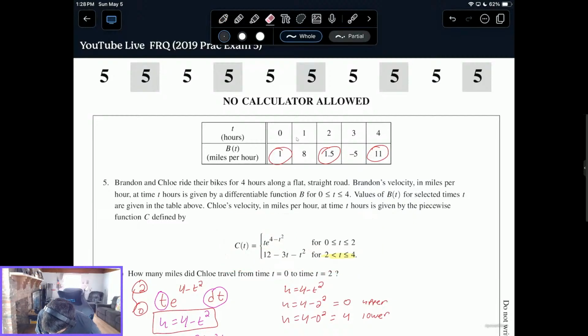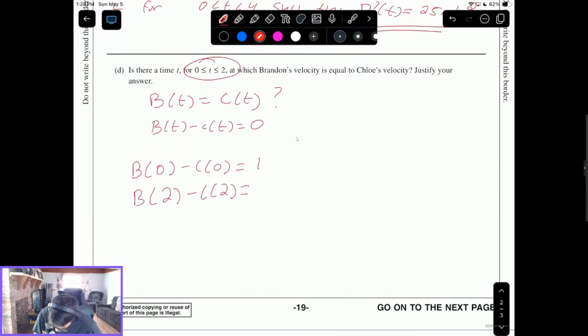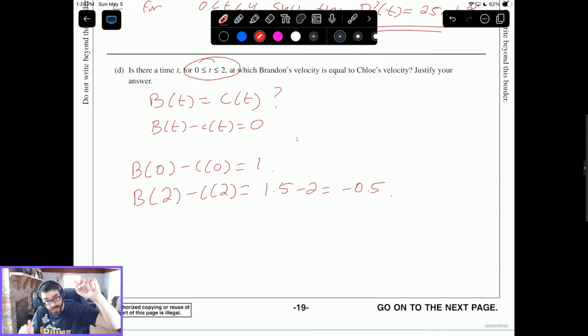I have a lot of notes. I'm going to erase them so that I can look at this. And if I plug in a 2 to that piece right there, it's just going to be 2. So b of 2 minus c of 2 is 1.5 minus 2, which is negative 0.5. All right? This is excellent evidence that the function, at some point in this interval, has to be 0. Because if it's continuous, meaning it doesn't have any jumps or anything weird, and at 0 it's 1, and at 2 it's down at negative 0.5, it has to cross the x-axis at some point.